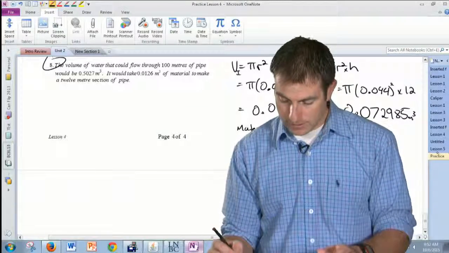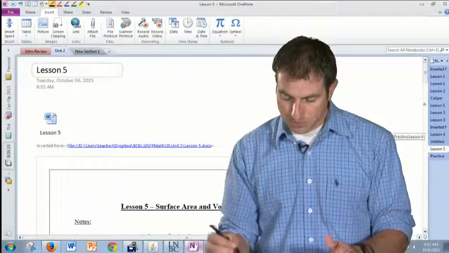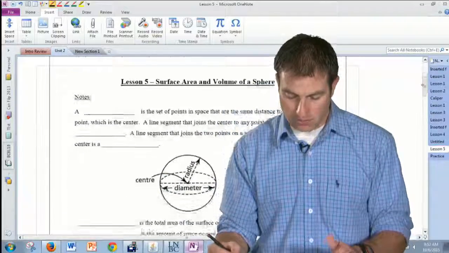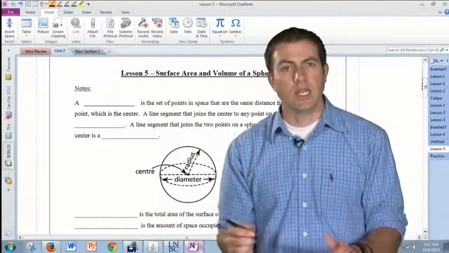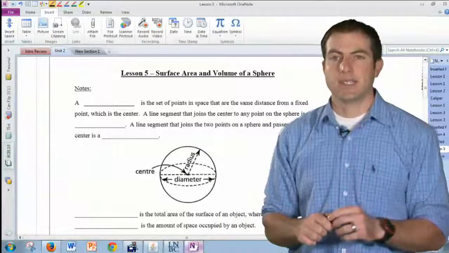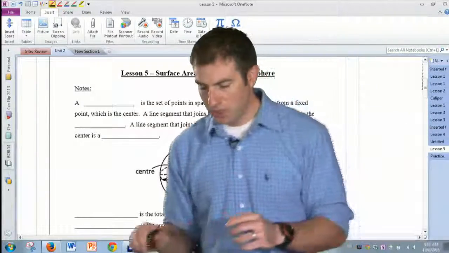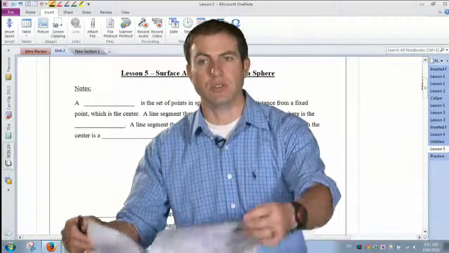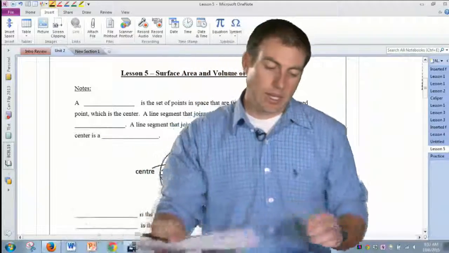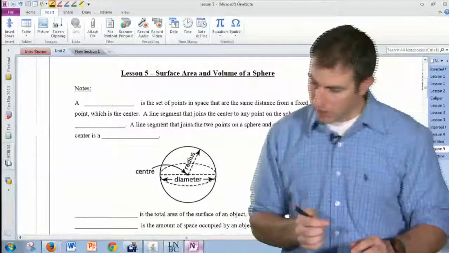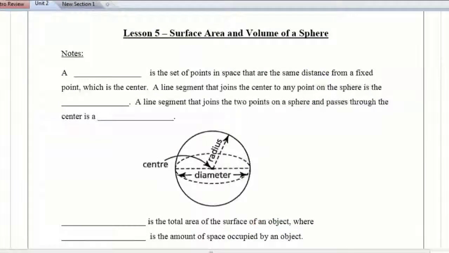The next lesson is lesson 5. And this one's on surface area and volume of spheres. And I'm going to say this is maybe a little bit easier than what we've been dealing with. And usually students feel that way as well. So here we go. I'm going to cruise through this a little bit. Just want to get done in the next 20 or so minutes.